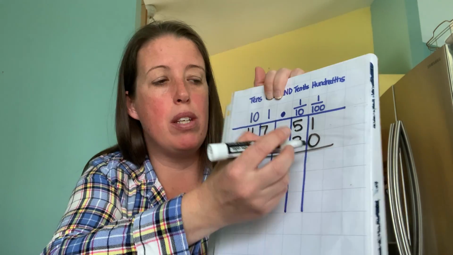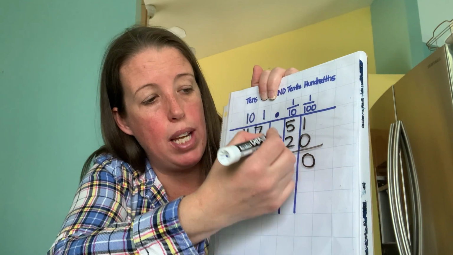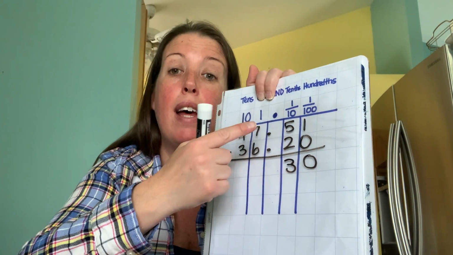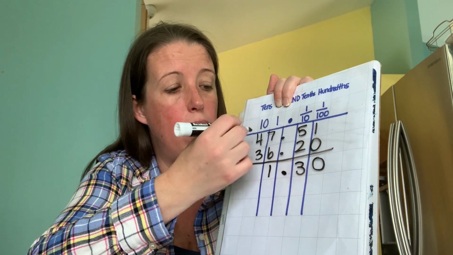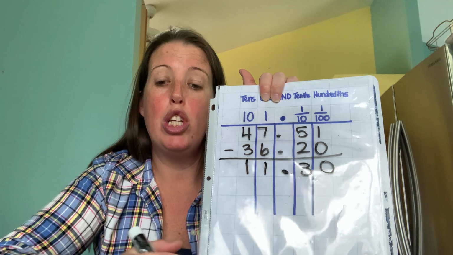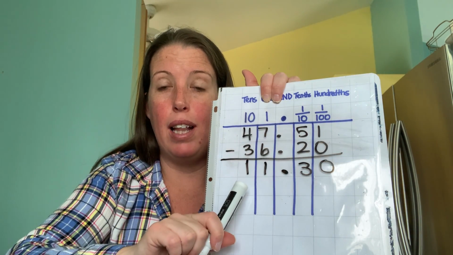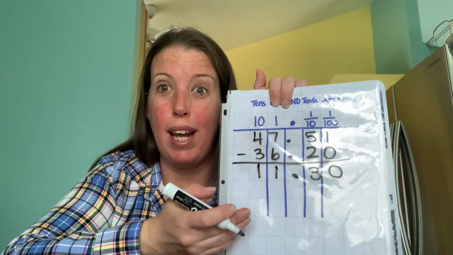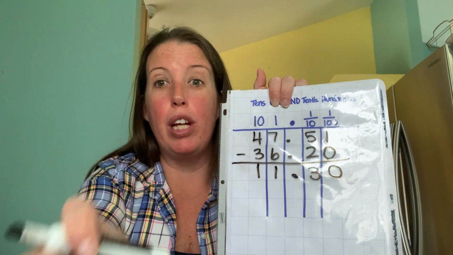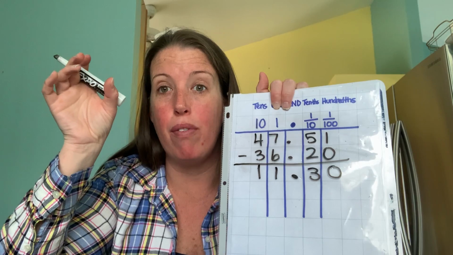1, take away 0 is 0. 5, take away 2/10, 3/10. Decimal minus decimal is decimal. 7 minus 6 is 1. 4 minus 3 is 1. So how much faster was Max? 11 and 30/100 faster. And you can see sometimes, just like I just did, we're in the habit of putting just the first number we see first. If you're subtracting, your greater number has to be first to subtract the smaller from. Okay?